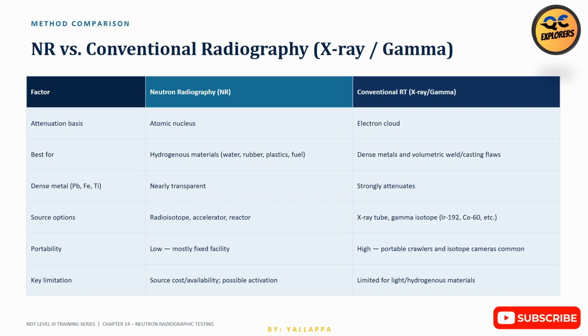Another important difference is activation. X-rays and gamma rays generally do not make the inspected component radioactive. With neutron radiography, however, some materials may absorb neutrons and become temporarily activated. For that reason, inspectors must evaluate activation potential before planning the inspection and follow appropriate handling and decay procedures afterward.